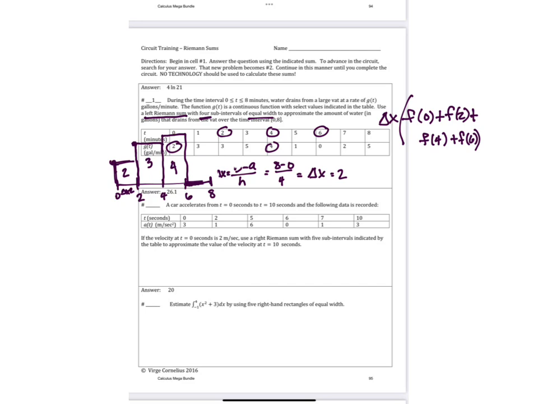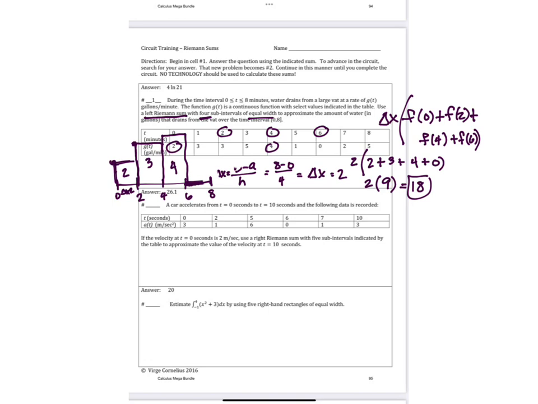Okay. Now, what is delta x? In this case, that delta x is 2. So I have 2 times, what's f of 0? 2. Plus 3 plus, okay, 2 plus 3 plus 4, 9. 2 times 9 is 18. There's our approximate value, 18.